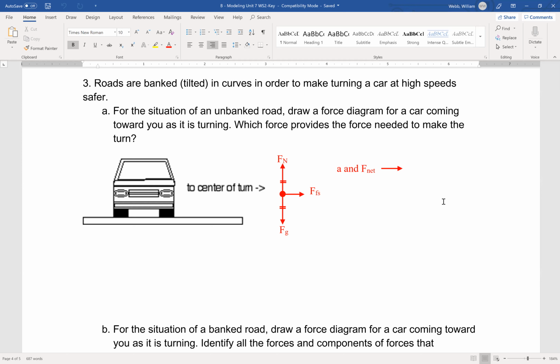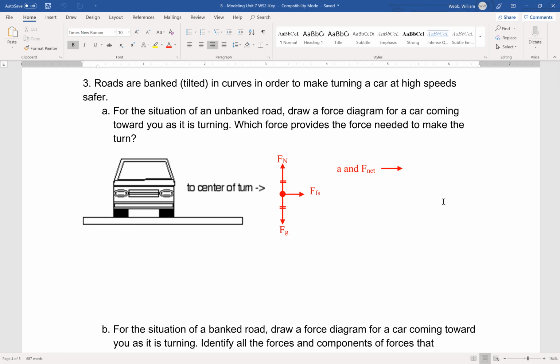But then for part A, it says, while that's true, for a situation when the road is unbanked, draw a force diagram or free body diagram for us for a car coming towards you as it is turning. So if it's turning to its left, if you're in the driver's seat, it would be to the left. If we're looking at the paper, it's to our right. The car is turning. And so we would have its weight force down, its normal force up, and because the ground is level, the ground is not banked, those two would have to be equal and opposite, equal in magnitude and opposite in direction. Otherwise, the car would rise or fall. And since it's not rising or falling, those should be equal value and opposite direction.